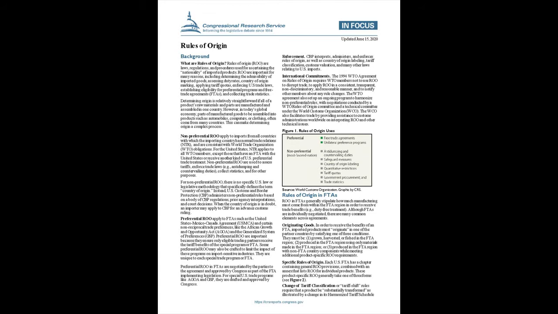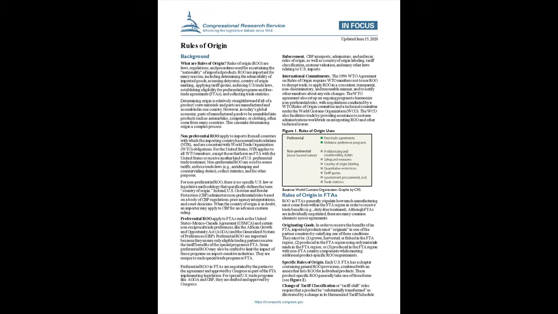Rules of origin in FTAs. ROU in FTAs generally stipulate how much manufacturing must come from within the FTA region in order to receive trade benefits, e.g., duty-free treatment. Although FTAs are individually negotiated, there are many common elements across agreements. Originating goods. In order to receive the benefits of an FTA, imported products must originate in one of the partner countries by satisfying one of three conditions.